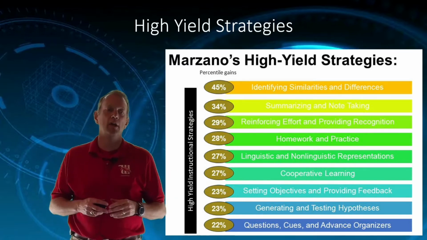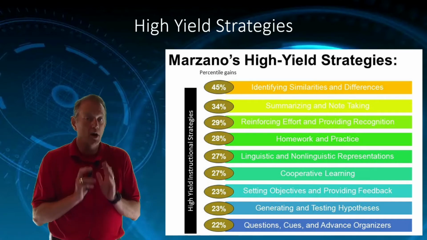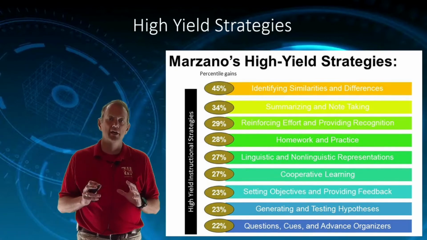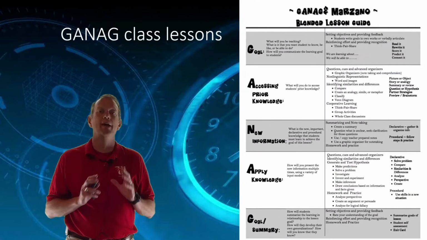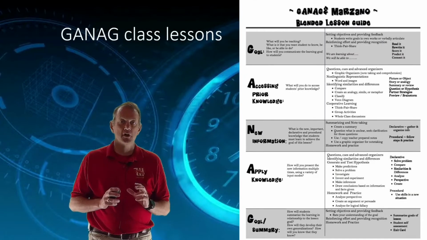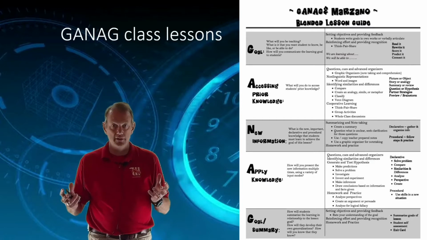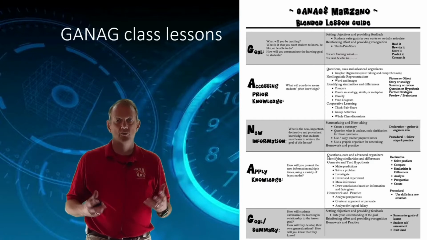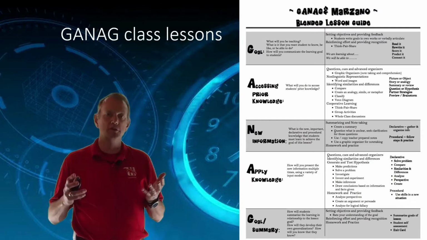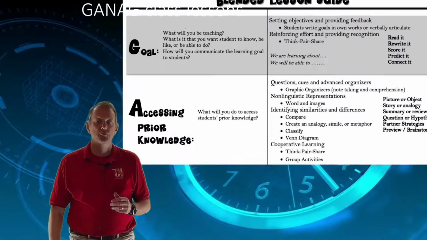There's more. But then what Jane Pollock did is she took those high yield strategies and turned them into a way to lesson plan. It's called GANAGing your lesson. And today we're going to talk about how you can use that interactive whiteboard to GANAG your lessons and easily create more effective lesson plans. So GANAG is an acronym. The first G stands for goal.